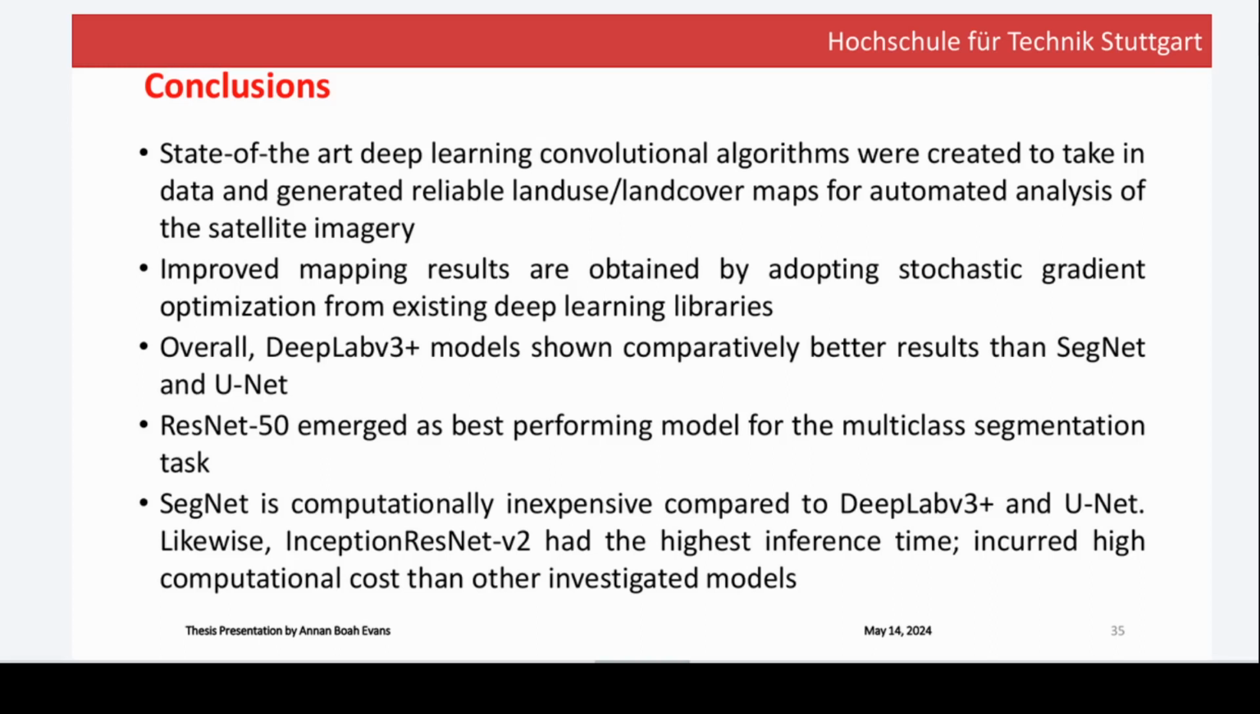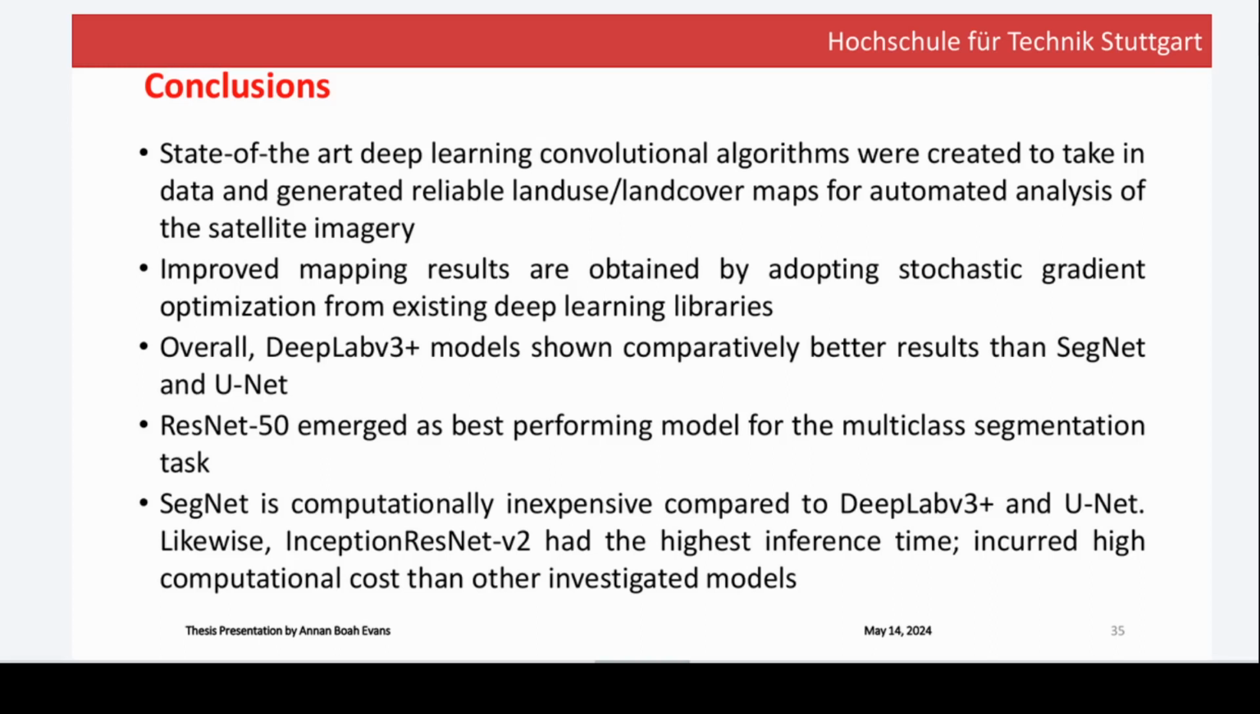But I sat down in collaboration with my professor and said, okay, let's look at some popular deep neural networks like UNet, SegNet, and explore all this in the context of MATLAB. So we have to create a deep neural network that can take all this data and scrape a lot of 803 images to suit. So our first conclusion is that we have created a state-of-the-art deep learning convolutional model which can take in reliable data to perform automated analysis of satellite imagery.